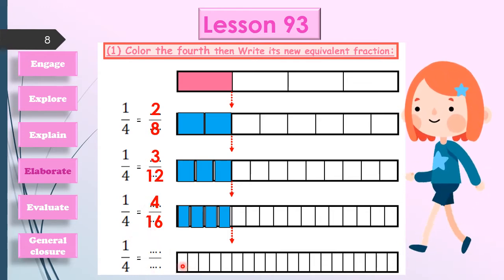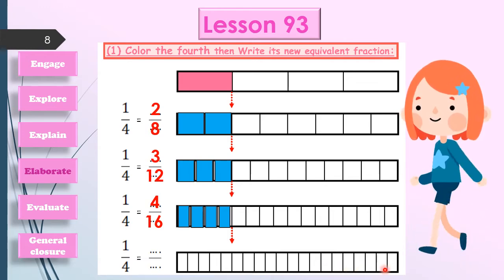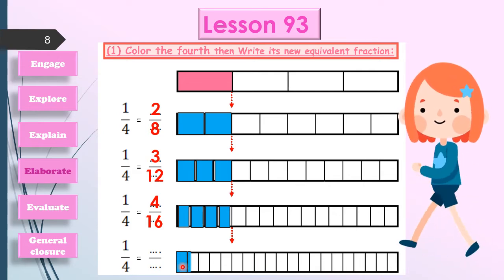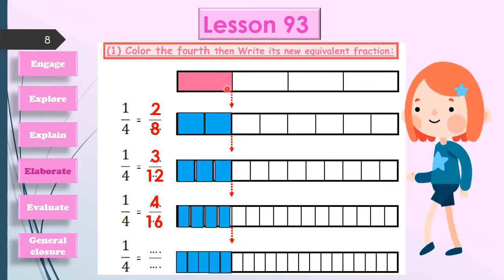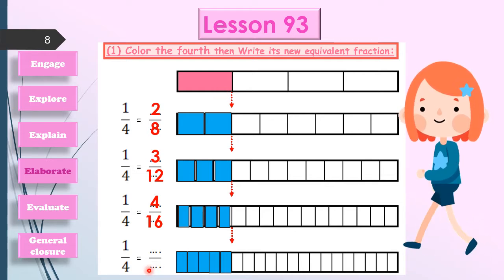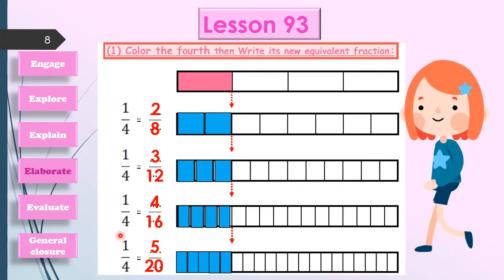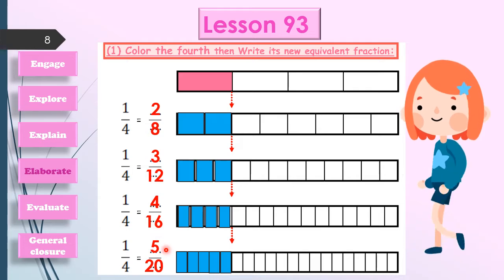In the last one here we have 1, 2, 3, 4, 5, 6, 7, 8, 9, 10, 11, 12, 13, 14, 15, 16, 17, 18, 19, 20. 20 equal parts. Then I want to color a fourth of it. It will be 1, 2, 3, 4, 5, and stop at this arrow, which represents a fourth. Then I will write down the number of all parts, which is 20, and the number of the colored parts, which represents the fourth, in the numerator, which is 5. Then a fourth equals 5 twentieths. Then a fourth equals 2 eighths, 3 twelfths, 4 sixteenths, and 5 twentieths.